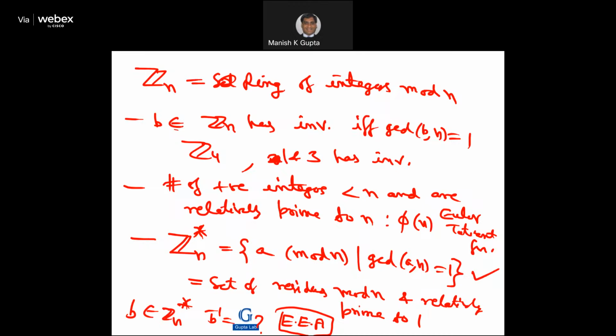So the inverse exists, as you know, only if GCD of A and n is 1. For example, in Z4, 1 and 3 have inverses, right? 1 and 3 are self-invertible, and you can check by making the table. Zn star, in the subsequent lecture, is all those numbers A modulo n such that GCD of A and n is 1. For example, in Z4 star, there are two elements, 1 and 3. These are known as the set of units. Units means elements which have an inverse. So it is the set of residues modulo n that are relatively prime to n, right?